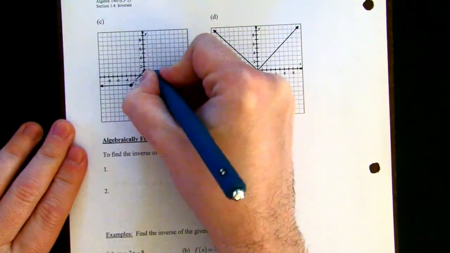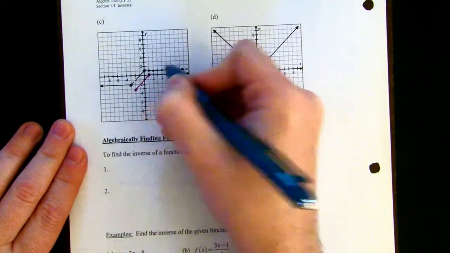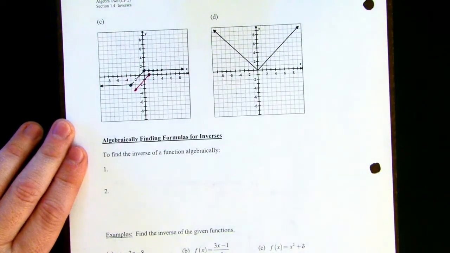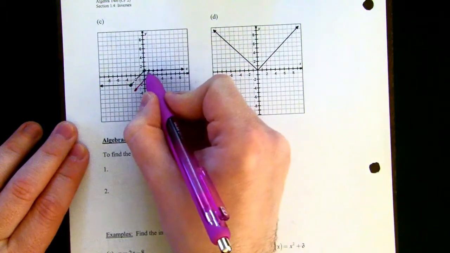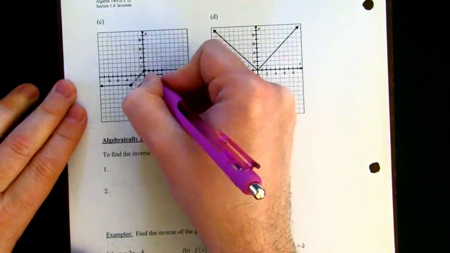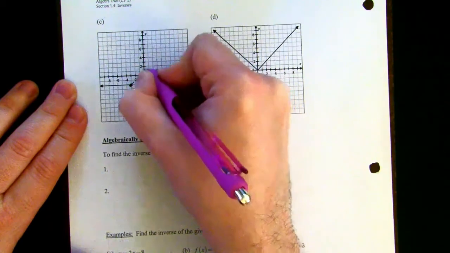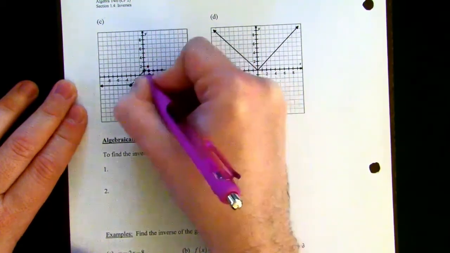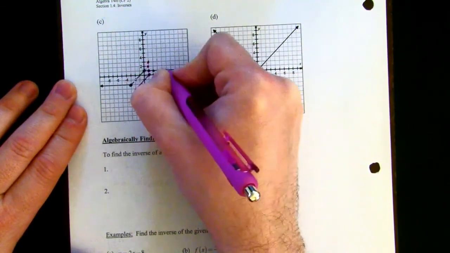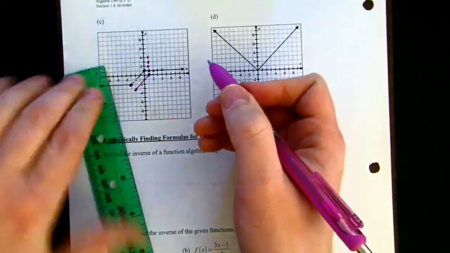1, 1, 2, 1, 3, 1. I'm going to add a couple points over here. 1, 1, 2, 1, 3, 1, 4, 1. Go graph the inverse of those 4 points. 1, 1 stays 1, 1. 2, 1 becomes 1, 2. 3, 1 becomes 1, 3. 4, 1 becomes 1, 4. So this horizontal line becomes a vertical line.